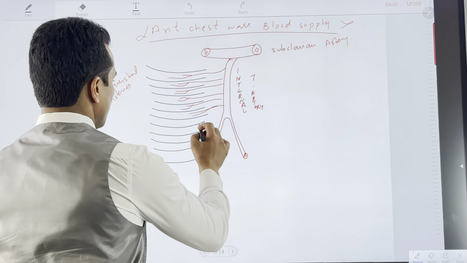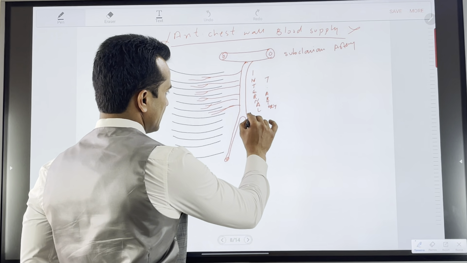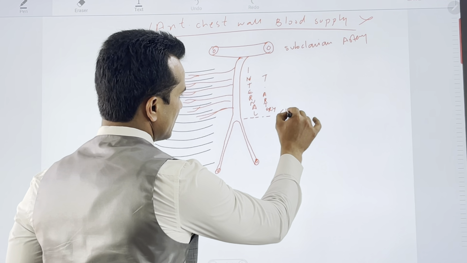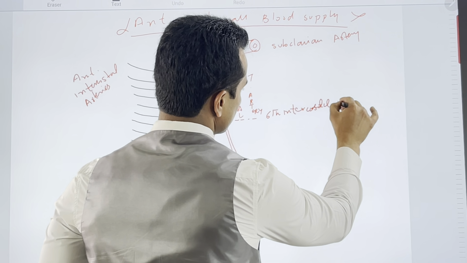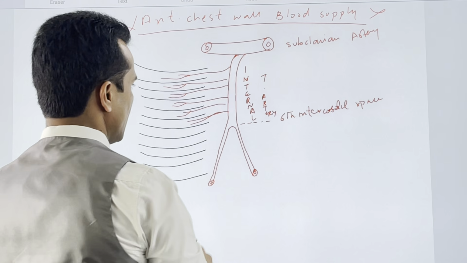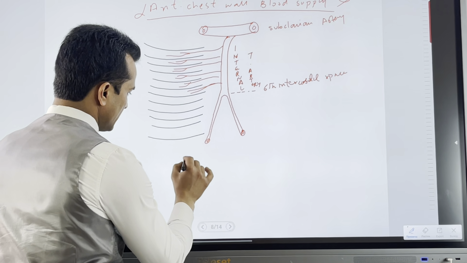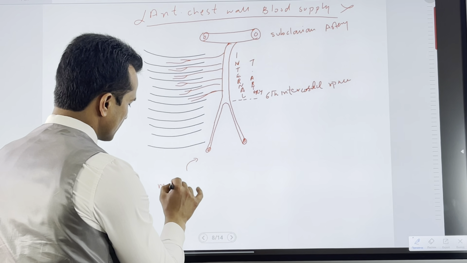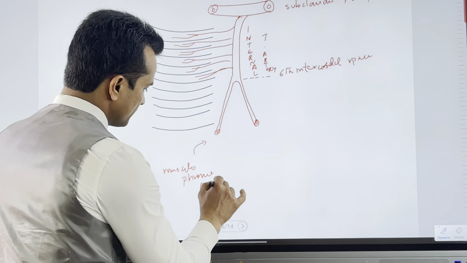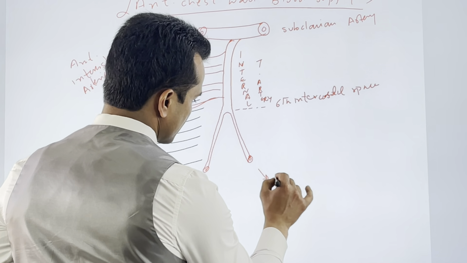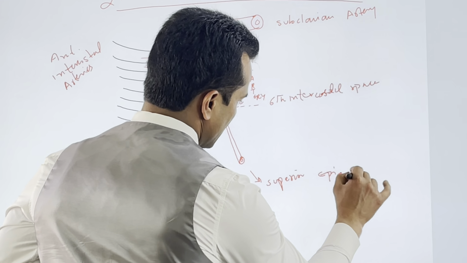Then at the level of the 6th intercostal space, the internal thoracic artery divides into two terminal branches. This one here is your musculophrenic artery, and the second is the superior epigastric artery.